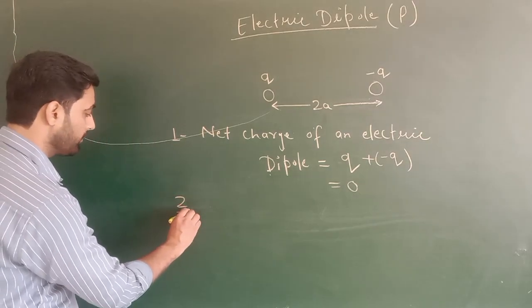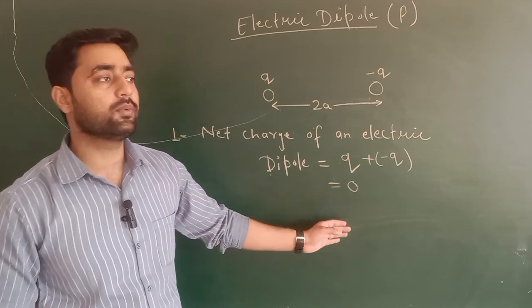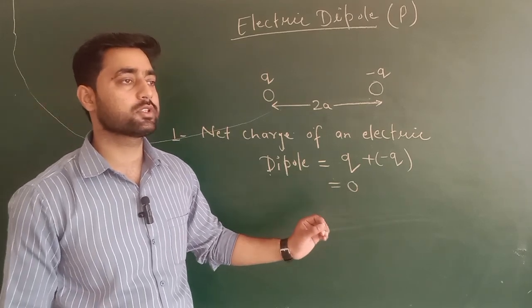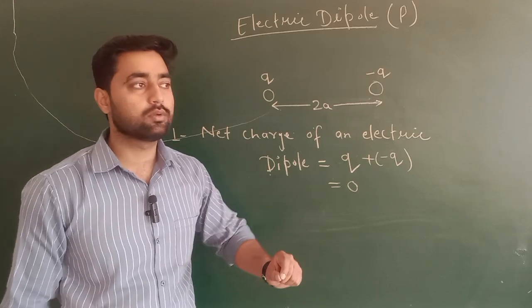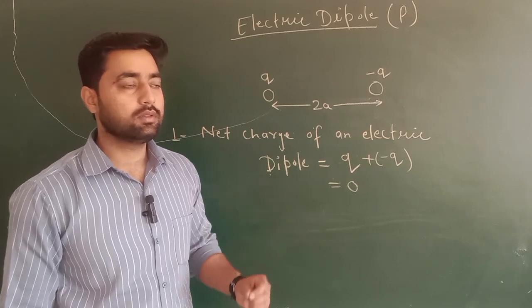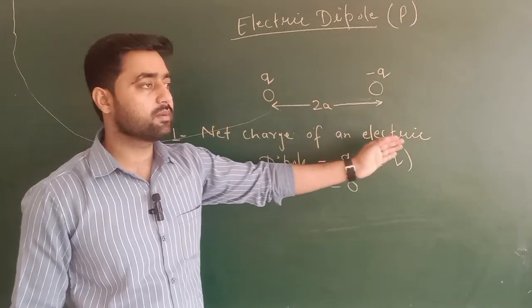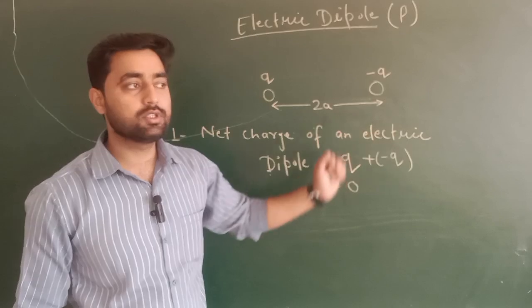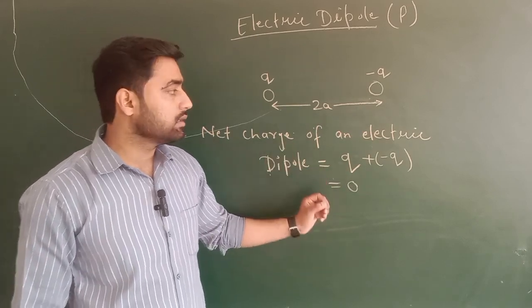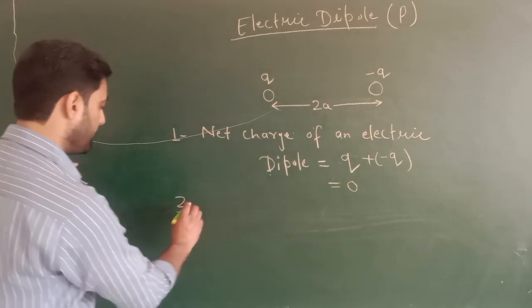Second point, despite having net charge 0 on an electric dipole, there will be a formation of electric field lines. It is obvious that when there is no charge, there will be no electric field line. But as there are two charges separated by a certain distance, although the net charge on the electric dipole is 0, still they will form an electric field in their region of space.